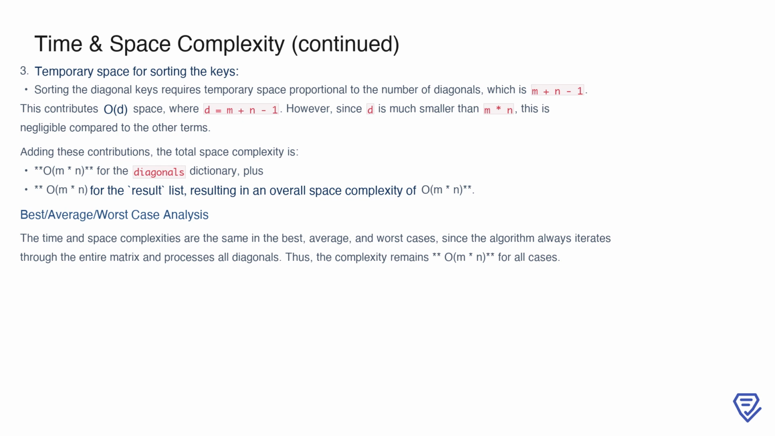Importantly, this space complexity remains consistent across the best, average, and worst cases. This consistency is due to the fact that the algorithm always processes all elements of the matrix and all diagonals, regardless of the specific input. Thus, the time and space complexities are O(m*n) in all scenarios.